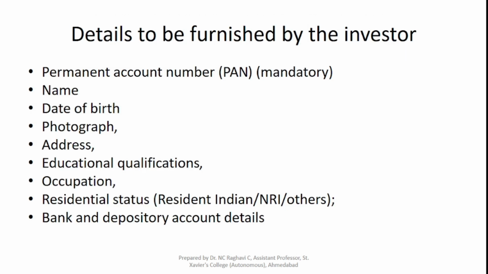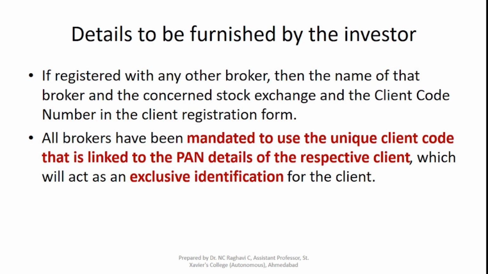Moving ahead, what are the details that are to be furnished by an investor? The very first detail which is mandatory is your permanent account number. Then you have to specify the name, date of birth, photograph, educational qualification, occupation, residential status, and bank and depository account details. If registered with any other broker, then the name of that broker, the concerned stock exchange, and the client code number also have to be mentioned in the client registration form.